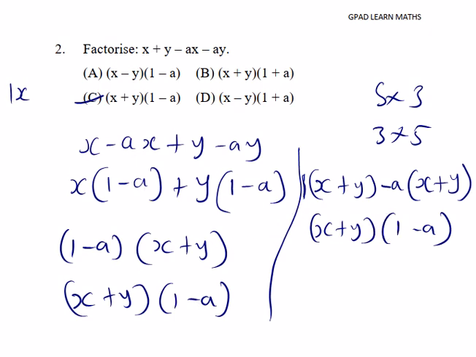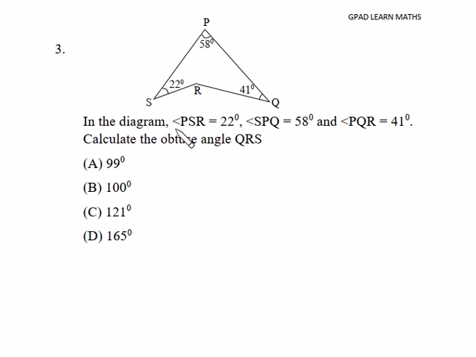Let's go to the next question, number 3. In the diagram, angle PSR is equal to 22 degrees, angle SPQ is equal to 58 degrees, and angle PQR is equal to 41 degrees. Calculate the obtuse angle QRS.